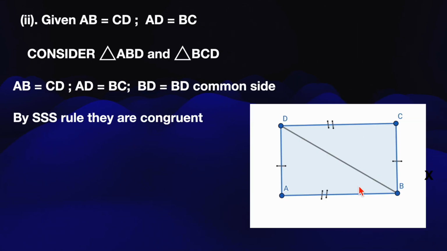Okay, so here there is another figure given. Here they have given that CD is equal to AB and DA is equal to BC. So this side is equal to this side. Can you see the two triangles, this and this? They are asking if these two triangles are congruent. You can see that DB is common to both the triangles, and so the third side is also equal. So by SSS rule, they are congruent.